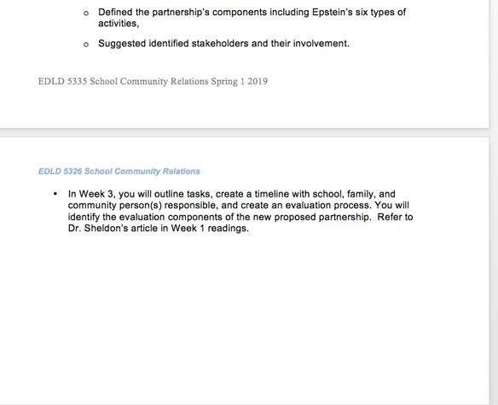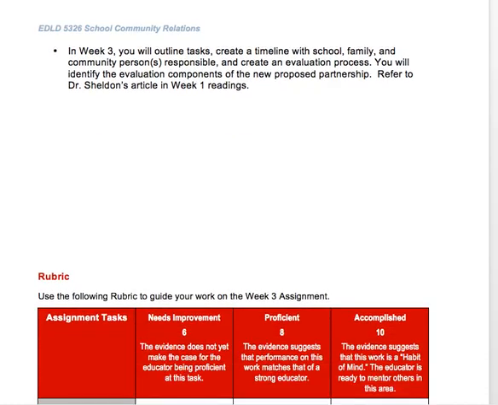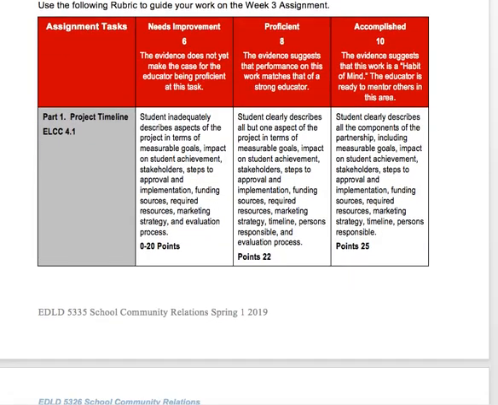Evaluation is really important. A lot of times we see partnerships and we see projects. We see some type of initiative in the school, but there's never evaluation. So when the end of the project or the initiative comes, no one knows whether it was successful, and if you want to continue it or if it needs to be looked at again. So really think about your evaluation as you begin to think about this for week three. So here's your rubric that you're going to follow.